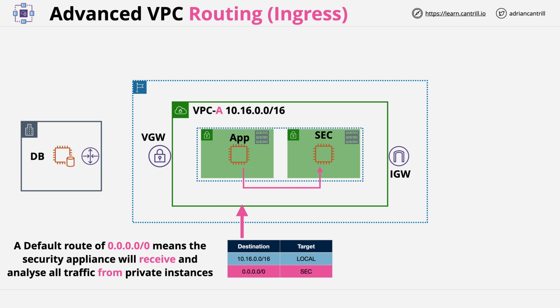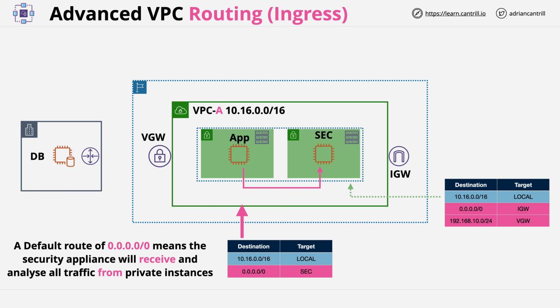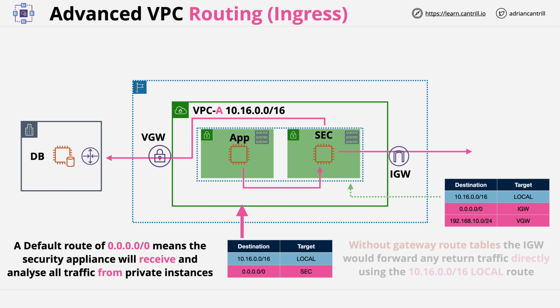Now this security appliance is contained within the public subnet, and this also has an attached route table. This has a default route which sends all unmatched traffic out via the internet gateway, and anything that's destined for the corporate network, 192.168.10.0/24, through the VGW. So without having the ability to control ingress routing, so without using gateway route tables, any return traffic would arrive at the internet gateway, which would forward that directly back to the service where it originated from.